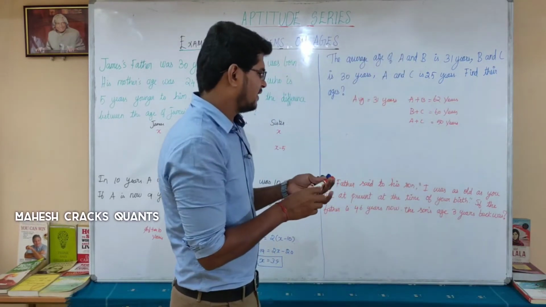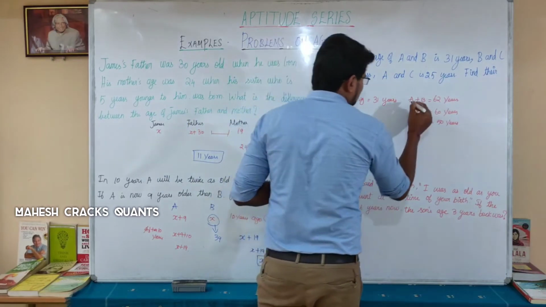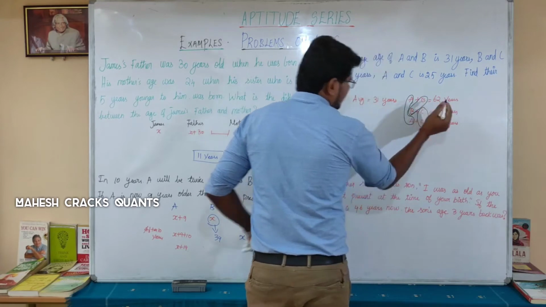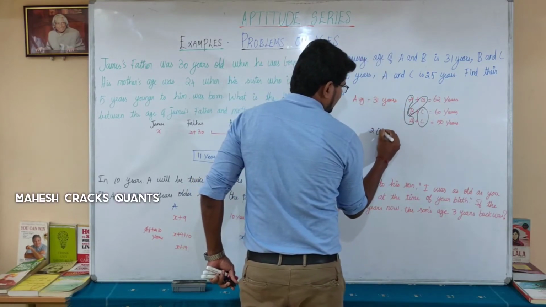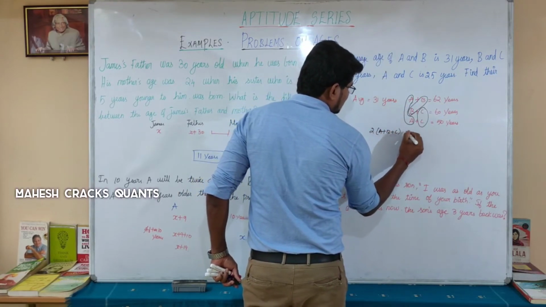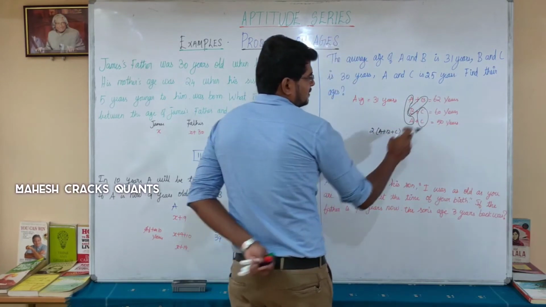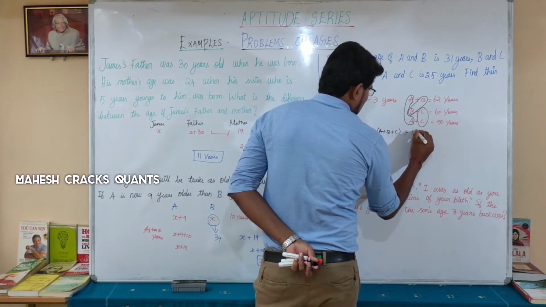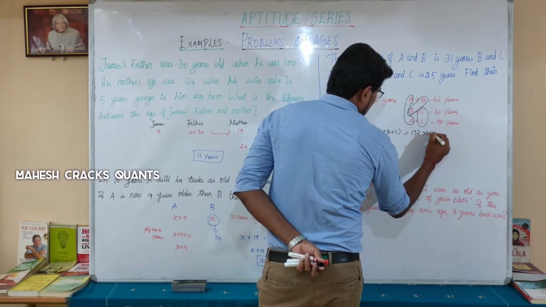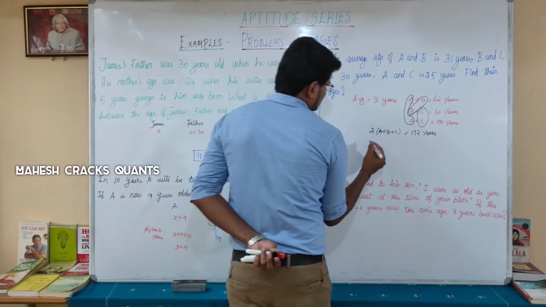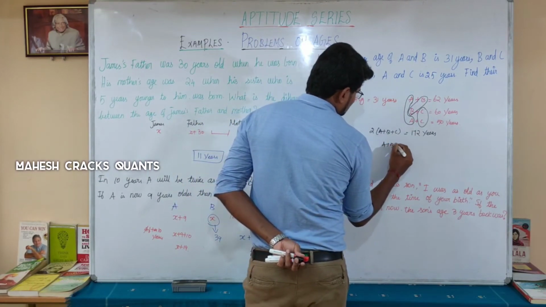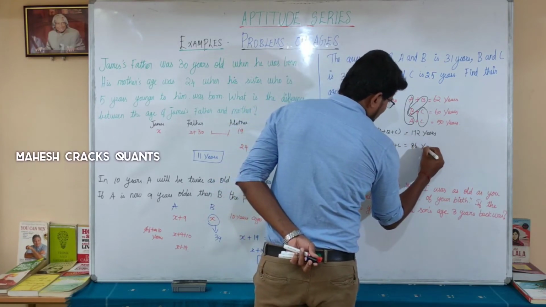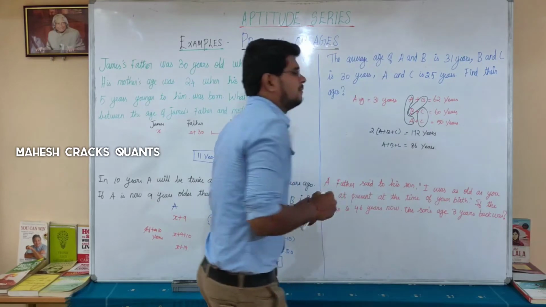Together, 2 times A is there, 2 times B is there, 2 times C is there. A is twice and B is twice and C is twice. When you add all these, 2 times A plus B plus C is equal to, add all these: 62 plus 60 is 122, 122 plus 50 is 172 years. So what is the value of A plus B plus C? A plus B plus C is equal to 172 divided by 2. What will you get? 86 years. You got the value of A plus B plus C.